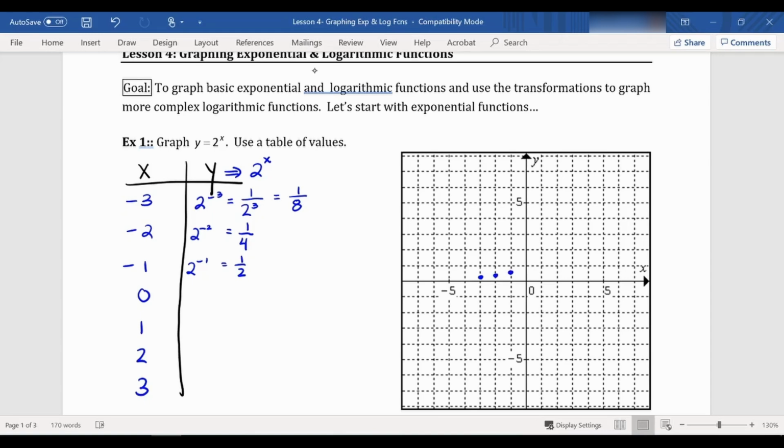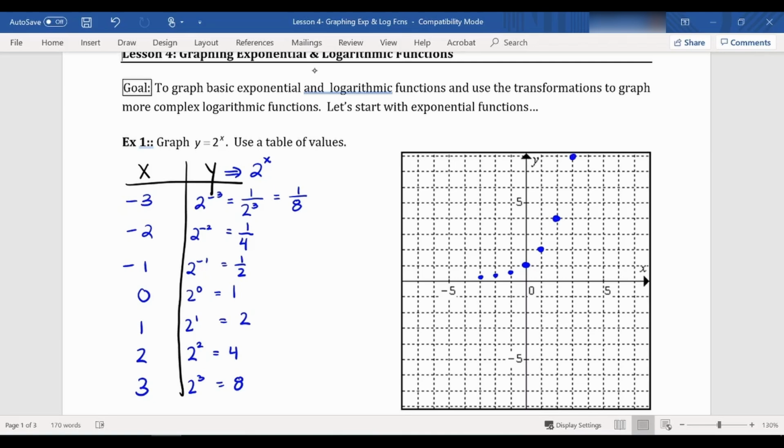If I had x is 0, this is 2 to the power of 0. We know anything to the power of 0 is 1. Then we've got 2 to the power of 1, which is 2. Then we've got 2 squared, which is 4. And then 2 cubed, which is 8.